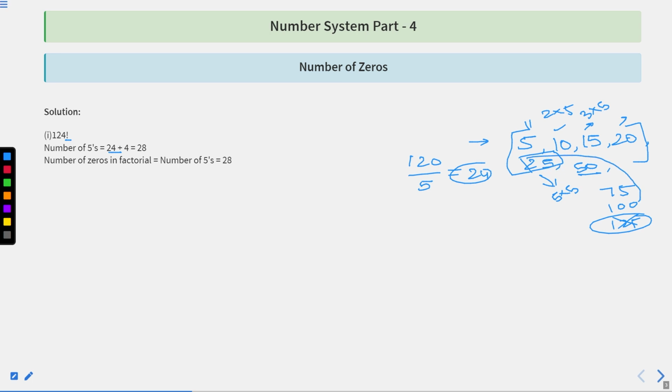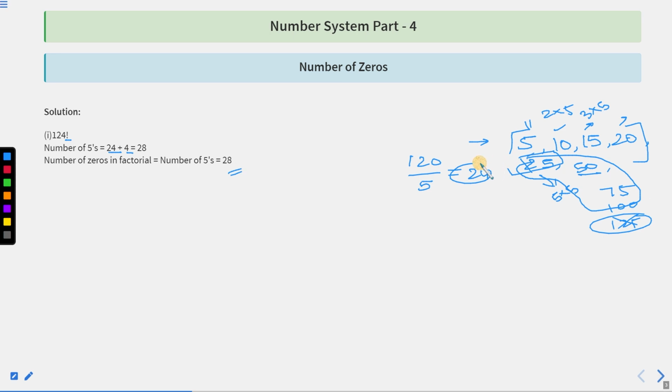That means four numbers are there which have two fives. So that would be 4. So 24 plus 4 equals 28. Therefore, the number of zeros in the factorial is equal to the number of fives, that is 28.